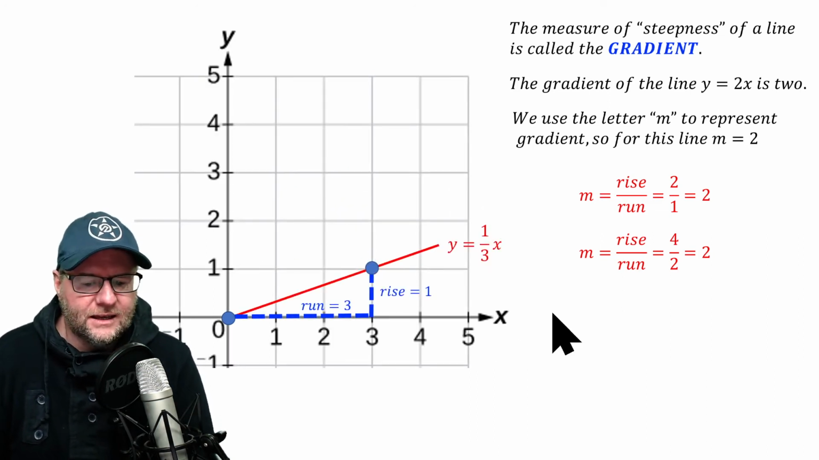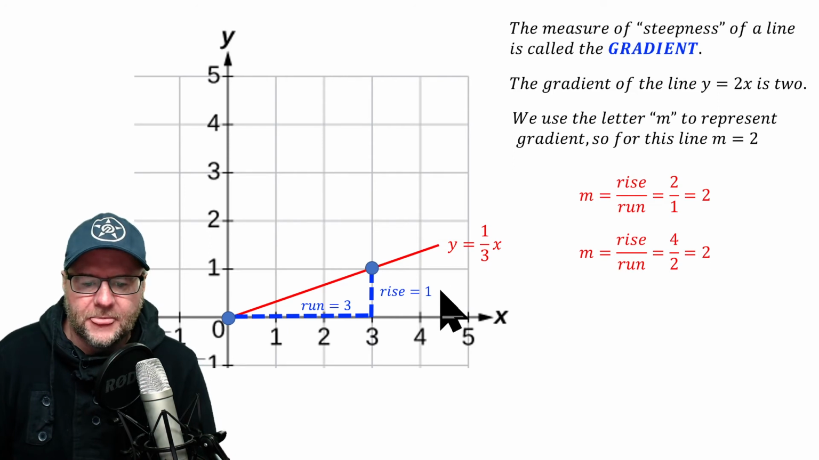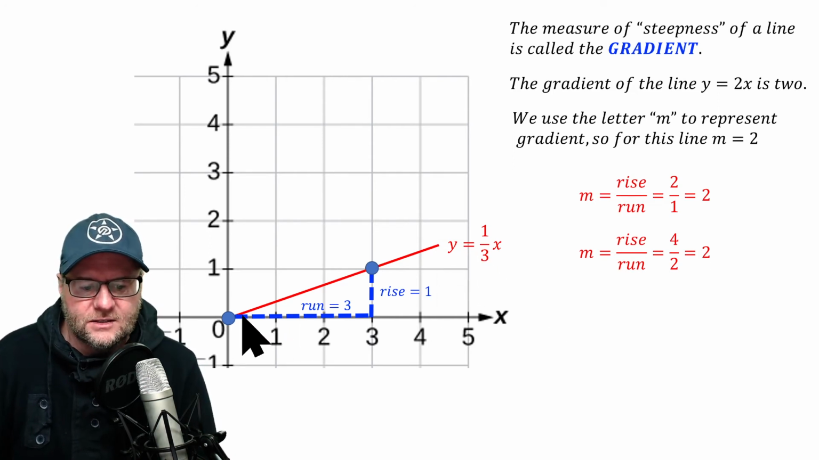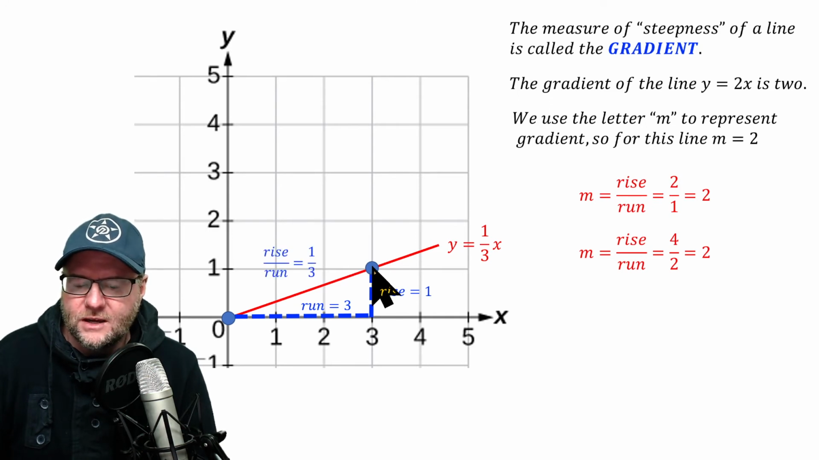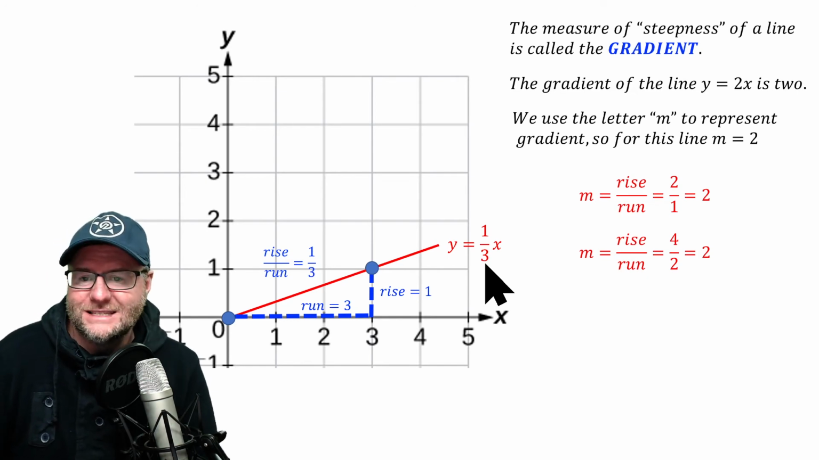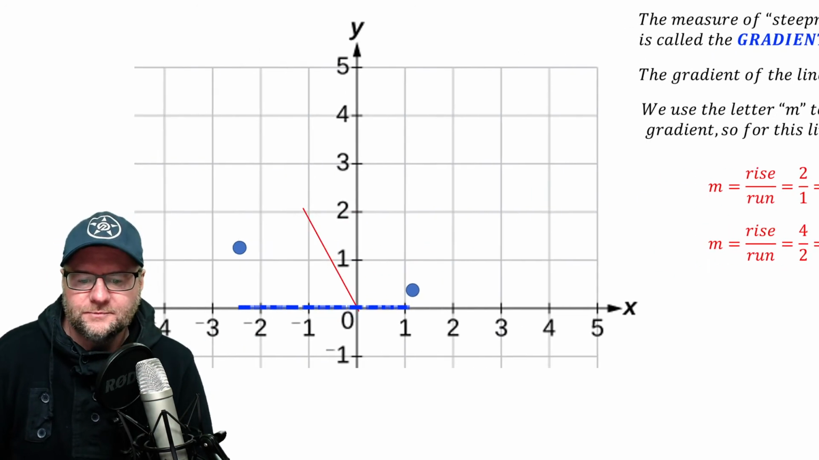Let's have a look at another example, not so steep this time. Here's the equation y equals 1/3 x, and you can see I've got a run of 3, 1, 2, 3 boxes, and a rise of 1. So if I put them into my rise over run formula, I get 1/3. In other words, the gradient, or the steepness of the line, is 1/3.